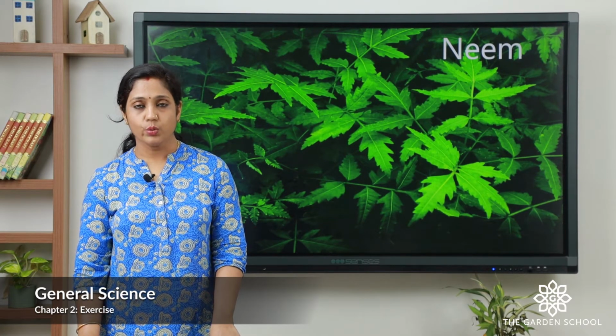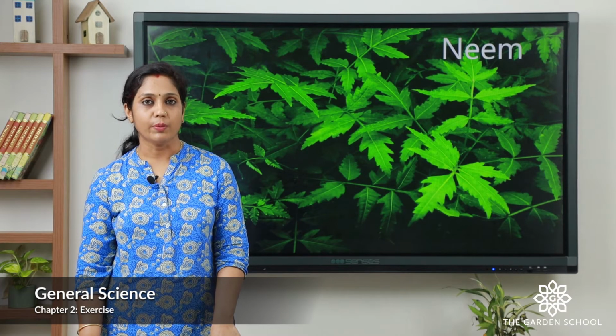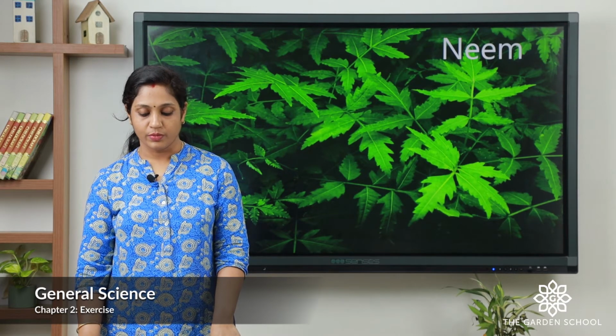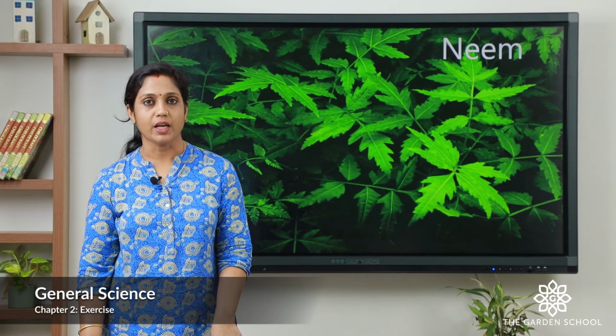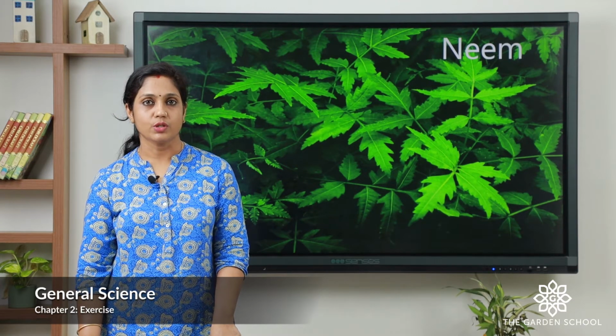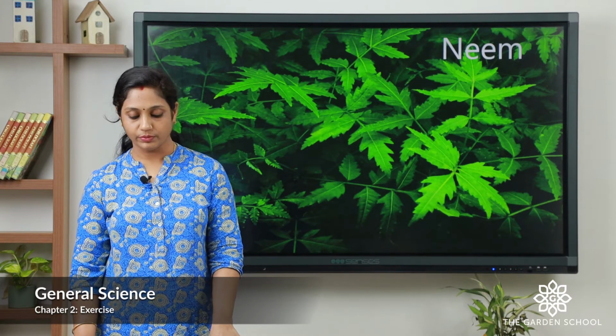From which plants do we get fiber? We get fiber from cotton plants. Fourth one, what are rose and jasmine flowers used to make? They are used to make perfumes. So hope you have done it correctly.